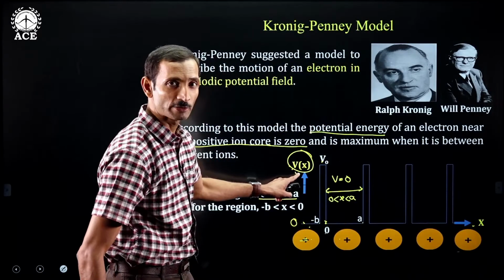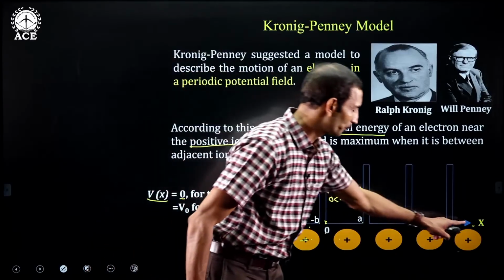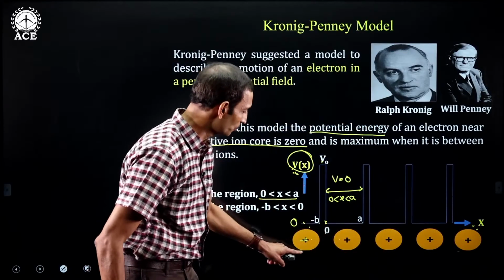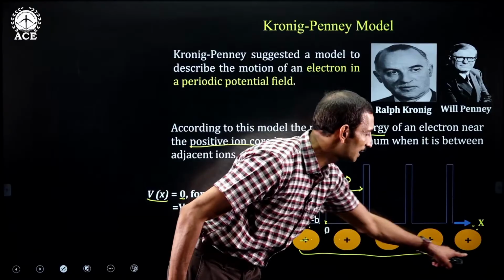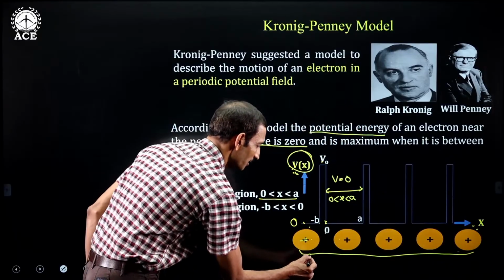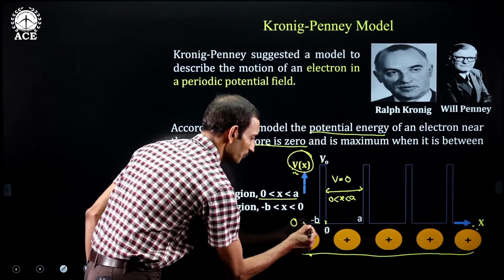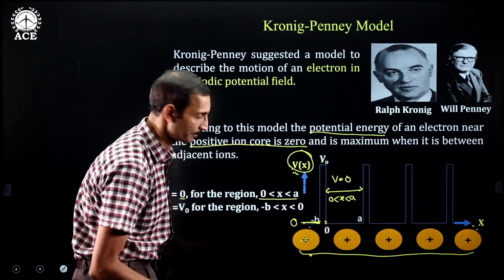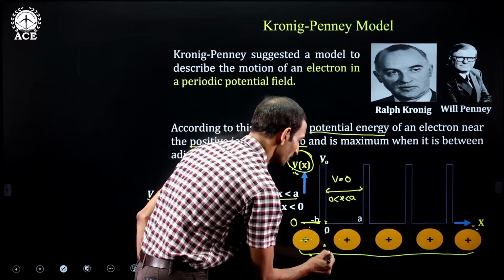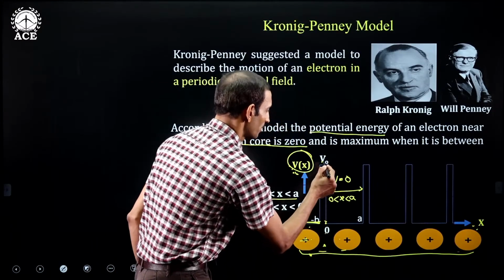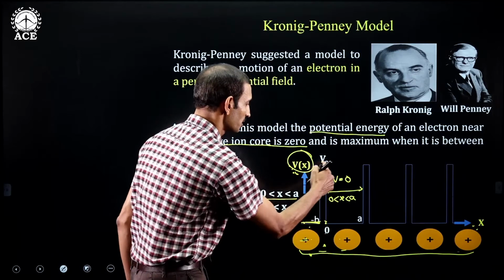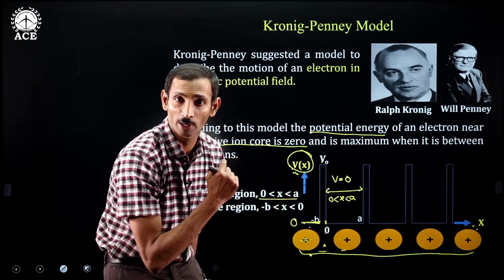So this is a graph between potential energy and position of an electron when it moves in between the metallic ions. If the electron is here, its potential energy is 0. That is how you represent this, by means of 0 line. If the electron is somewhere here, that is moving in between, so automatically its potential energy is maximum. That you represent by means of this rectangle, that tower.